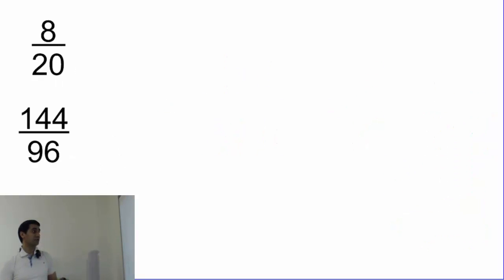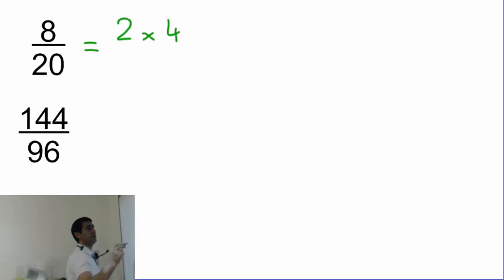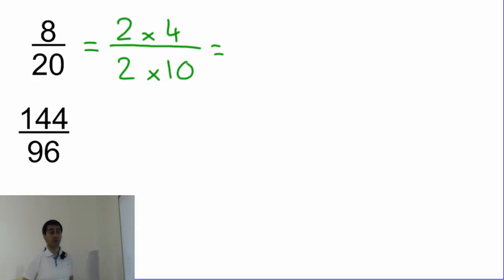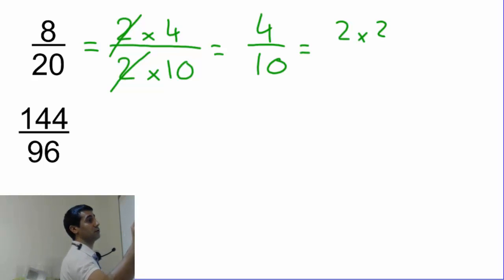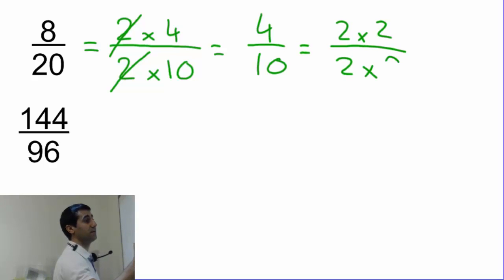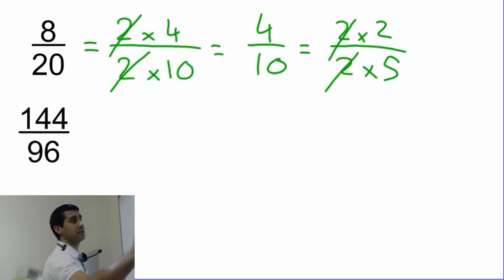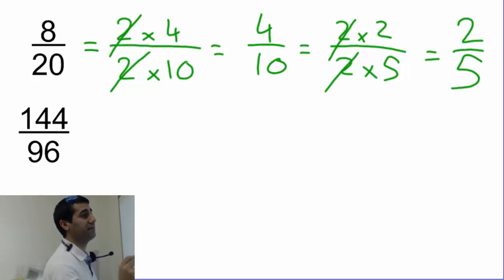8 over 20. So I can get 8 with 2. 2 times 4 gives me 8. And now I'm going to try 2 again. 2 times 10 gives me 20. The 2s cancel out, and now I'm going to end up with 4 divided by 10. And I can write that down as 2 times 2 and 2 times 5. They will cancel out. I'm going to end up with 2 divided by 5.